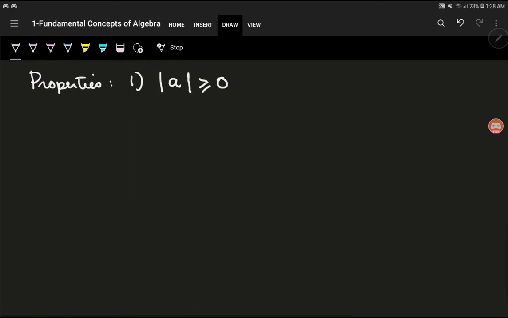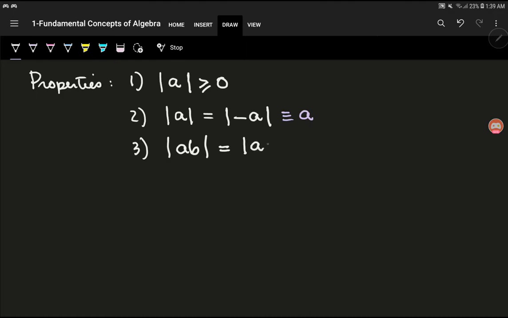Okay. Second property: the absolute value of A is equal to the absolute value of negative A. Third property: the absolute value of the product of two numbers, AB, we can rewrite it separately as the absolute value of A multiplied by the absolute value of B. Yes, you can separate the absolute value of the product of two numbers as the product of two separate absolute values.